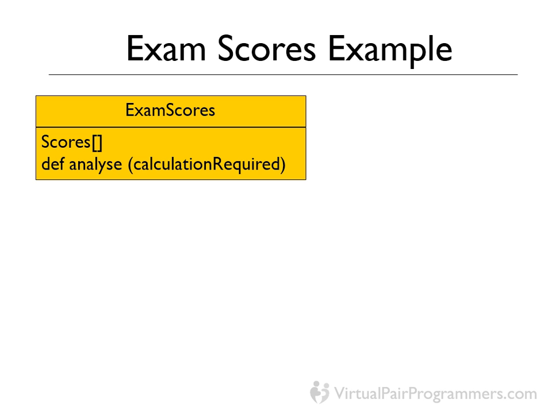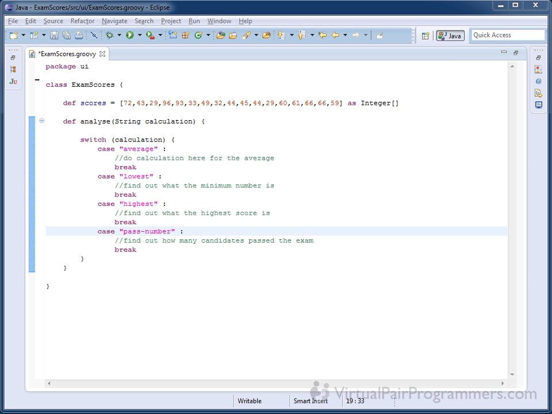Now, a starting point for this kind of class might be to say that the calculation required parameter for our analyze method will be a string, and we'll use a switch statement to say if the calculation required is an average, then we'll do this, or if it's the highest value, we'll do something else. Now, I'm showing on screen here what this kind of function might look like. If you're following along, don't bother typing this in because we're not going to be using it. I'm going to suggest an alternative in just a moment.